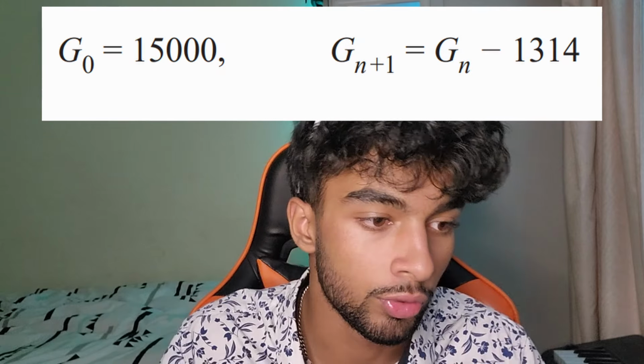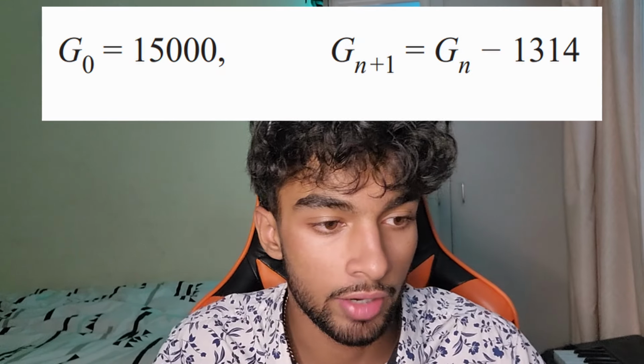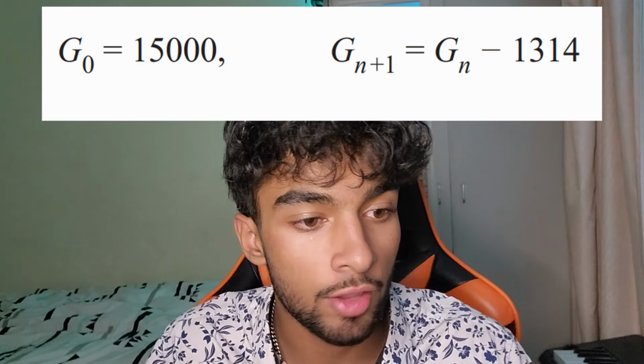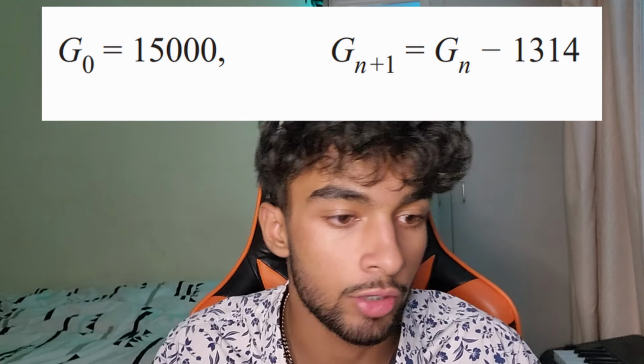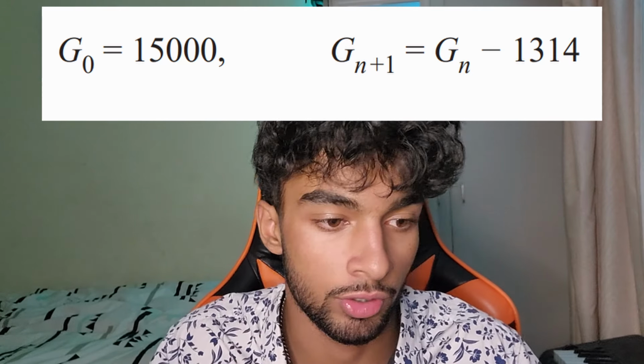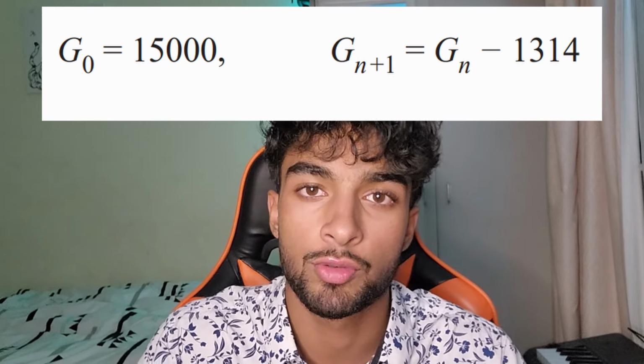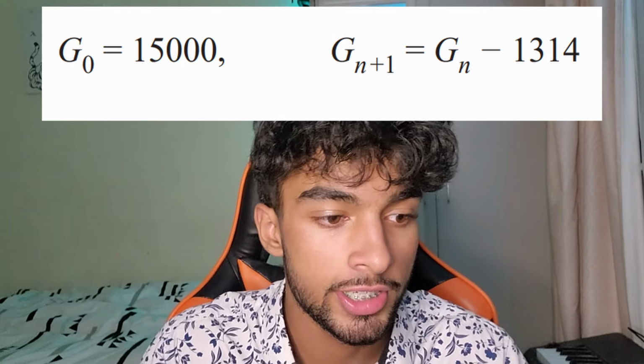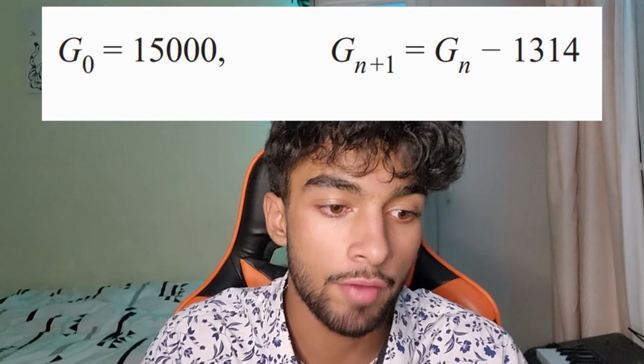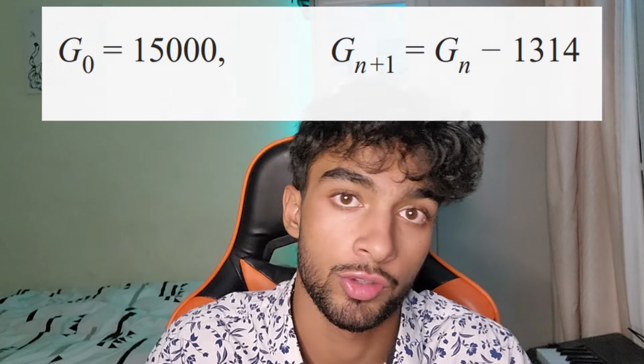Of course, it doesn't have to be the letter V. So here in this example, it's G, and we have G0 equals 15,000, and then Gn plus 1 equals Gn minus 1,314. As we can see in this recurrence relation, it shows that we started with 15,000 and then every time we subtract 1,314 from it after each period.